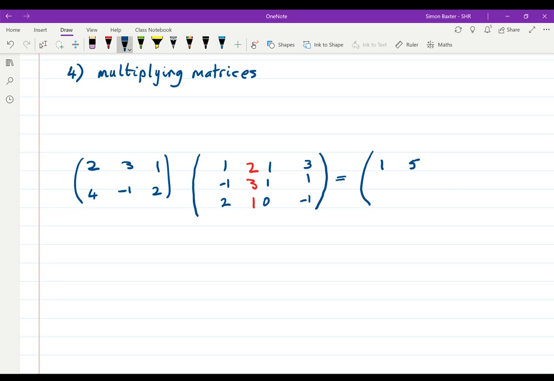To find the number at the end here, that number is in the first row and third column. Same trick. We take the first row and multiply it by the third column. 2 times 3, 6. 3 times 1, 3 makes 9. 1 times minus 1 gives us 8.